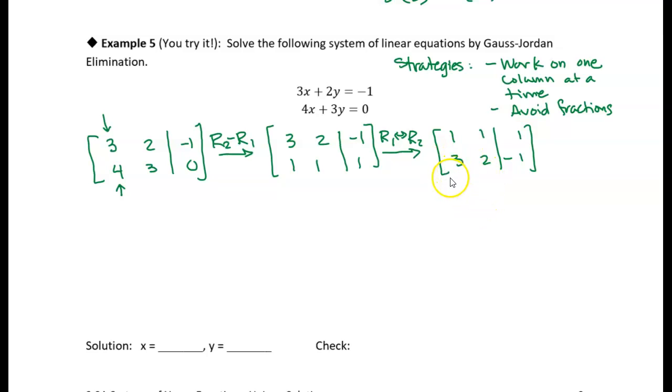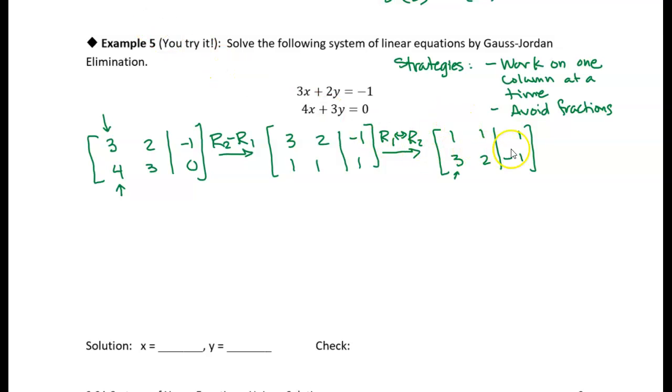Now I want to get a 0. I want a 0 right here. That's my next thought, because I'm still working on row 1, trying to get a 1 and then a 0 below it. So what I'm going to do is make a little note to myself.